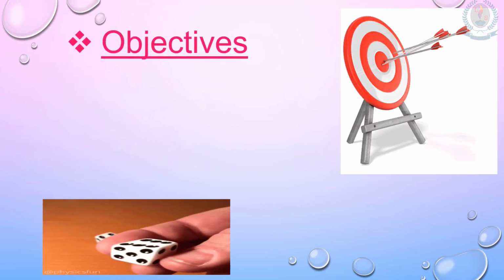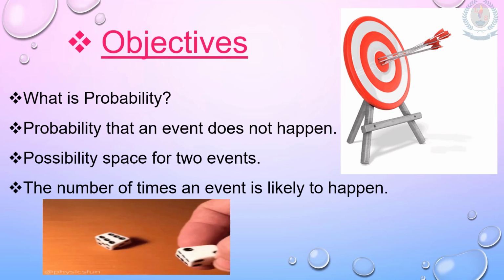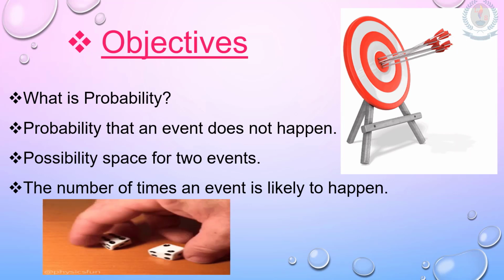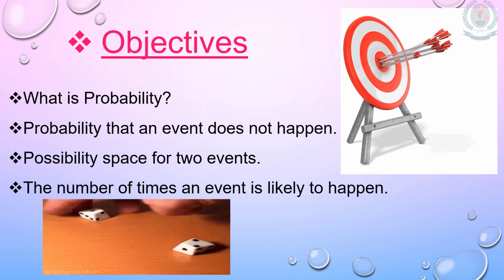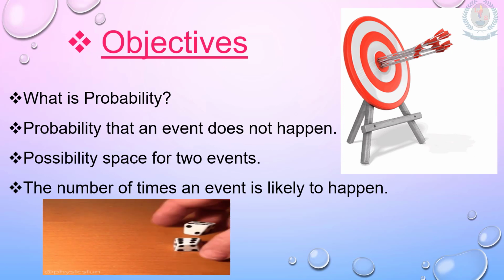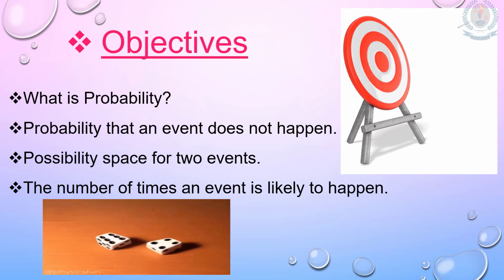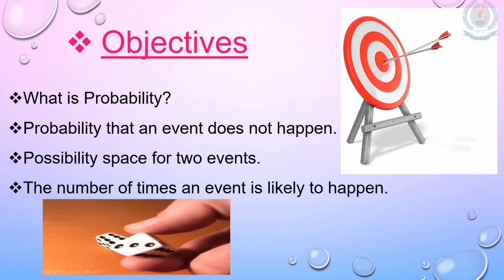Objectives. What is probability? Probability that an event does not happen. Possibility space for two events. The number of times an event is likely to happen.